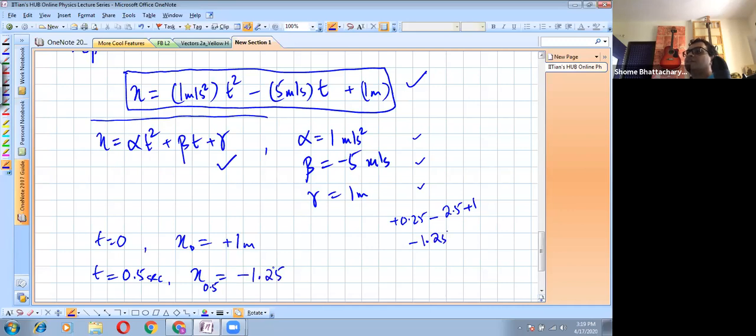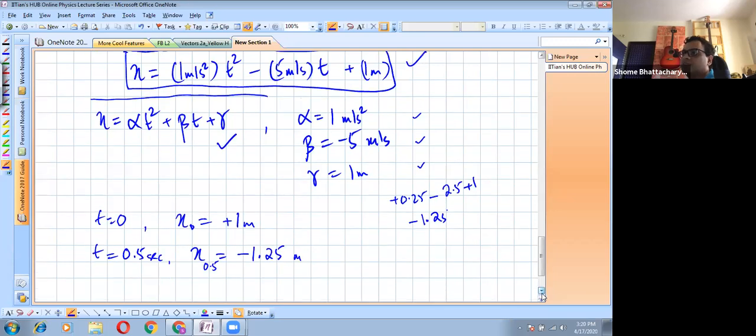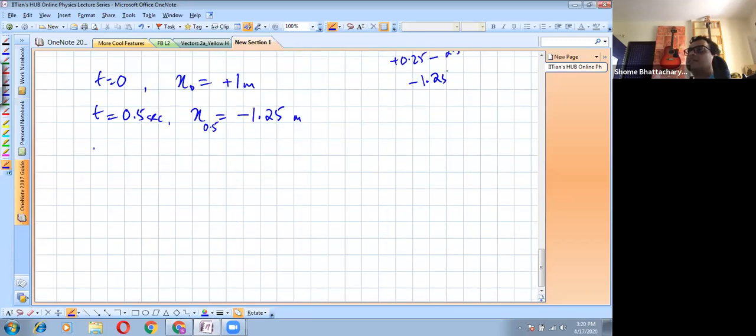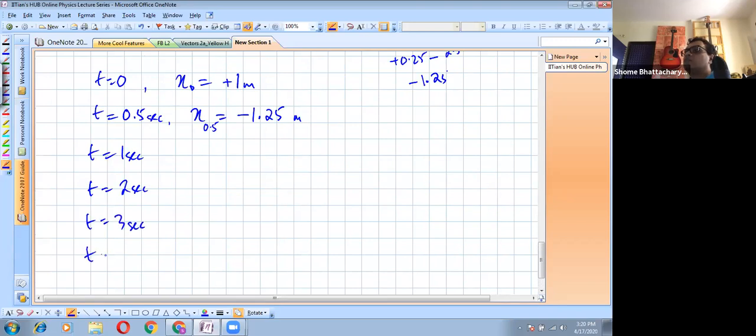So something very interesting is happening over here. The particle was at 1 meter initially, and at 0.5 seconds, it's actually gone to minus 1.25 meters. Okay. And we'll understand in a minute why this is happening. Then again, let's check the motion of the particle at t equal to 1 second. Then let's again check at t equal to 2 seconds, then at 3 seconds, and then at 4 seconds.